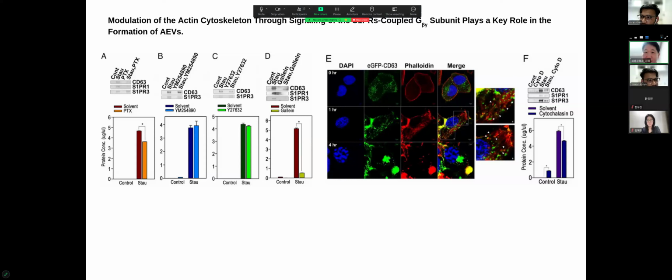That's why Professor Che asked about coupling the G protein and how the subunit plays a key role in the formation of AEB. Do you understand? You have to look at why this signal is not just floating around. They have to couple with the cytoskeleton structure itself. Okay, cool.